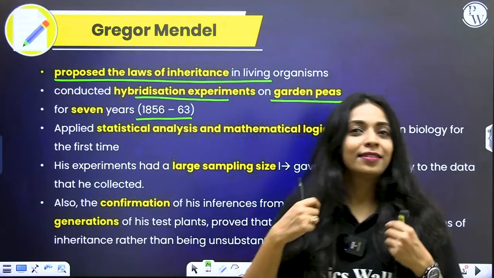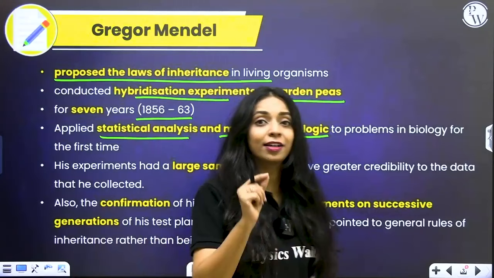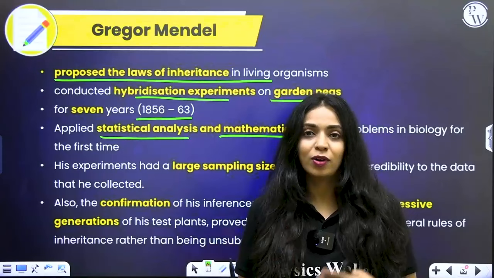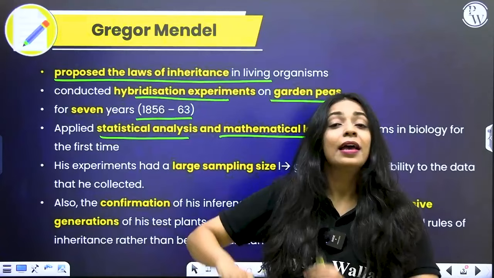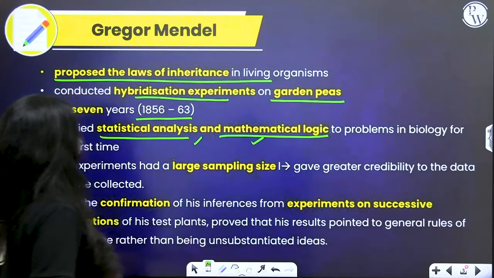And another thing about Mendel is that he's the first person to have used statistical analysis and mathematical logic to solve problems in biology. It's very rare that you encounter biology and mathematics intersecting, right? Usually mathematics and physics go together, biology and chemistry, there is a little bit of intersection. But math and biology, not that much really. But he is one of the people who tried to include statistical analysis and mathematics in order to solve problems in biology.